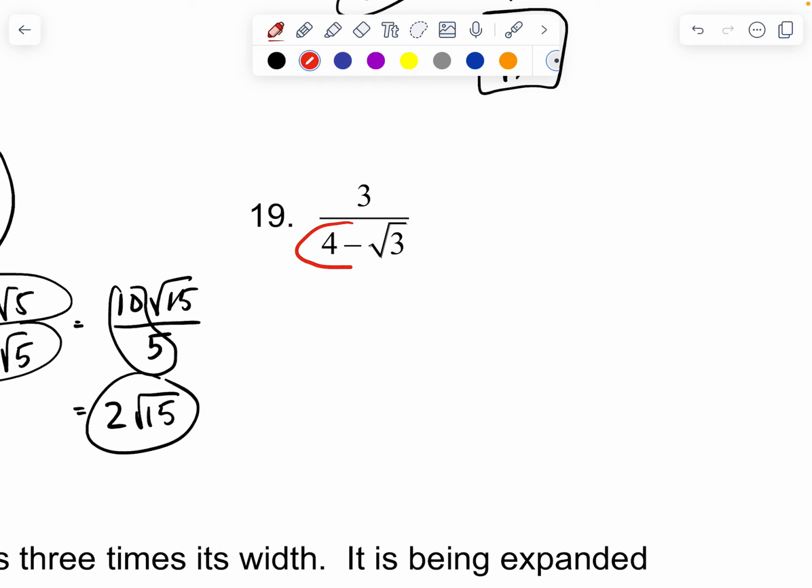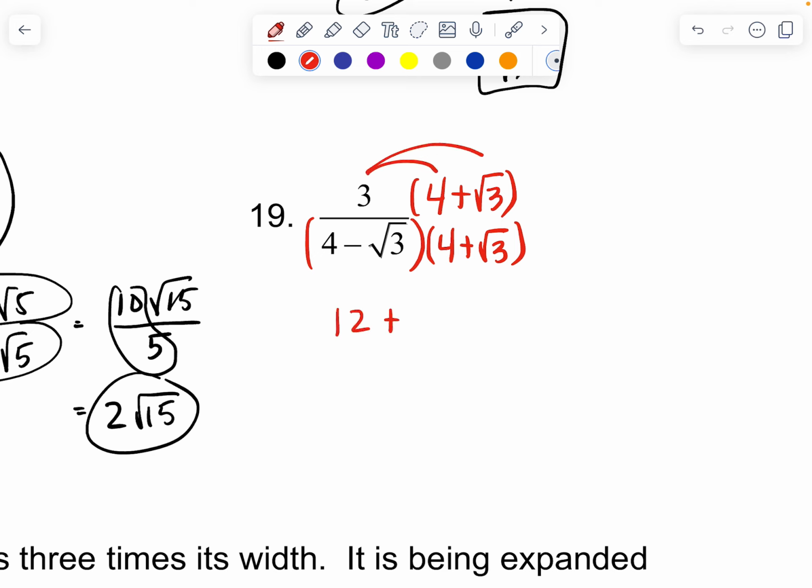If you have a binomial on the bottom, you want to multiply by what's called the conjugate. The conjugate means just to change the sign in the middle. So the conjugate of 4 minus radical 3 is 4 plus radical 3. But whatever I do to the bottom, I have to do to the top. Okay? So let's distribute this. 3 times 4 is 12. And then 3 times radical 3 is 3 radical 3.